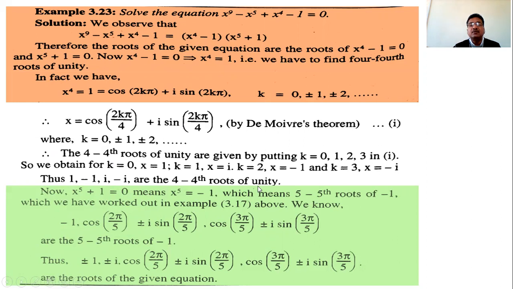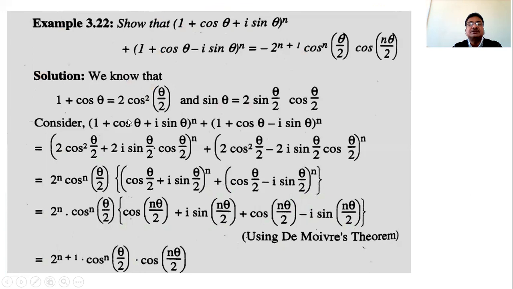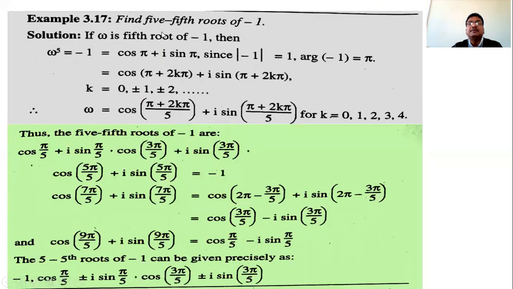These are the 4 fourth roots of unity, meaning these are the 4 roots of the equation x raised to 4 minus 1 is equal to 0. Then consider x raised to 5 plus 1 is equal to 0. Then x raised to 5 is minus 1. And then express this minus 1 in polar form. That is, we have to find the 5 fifth roots of minus 1. So this is the procedure. These are the 5 fifth roots of minus 1.